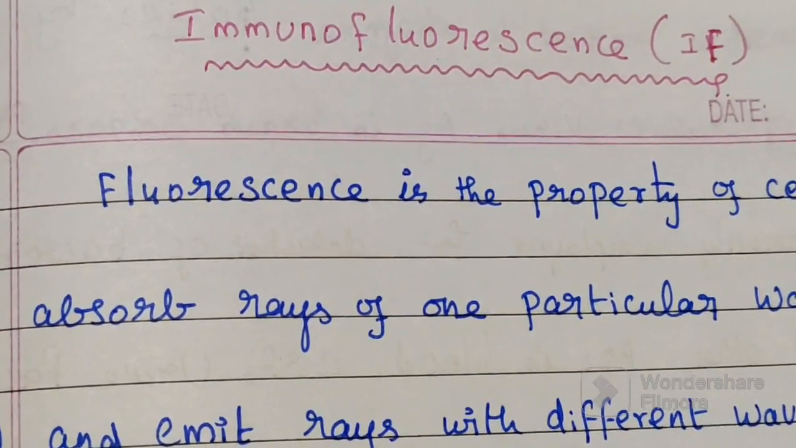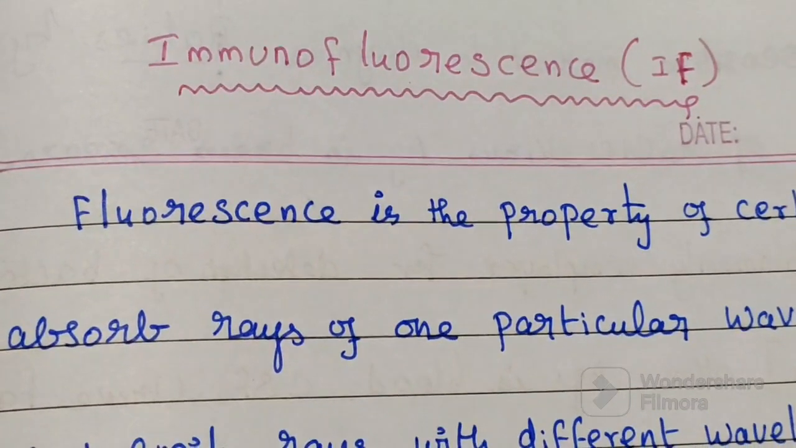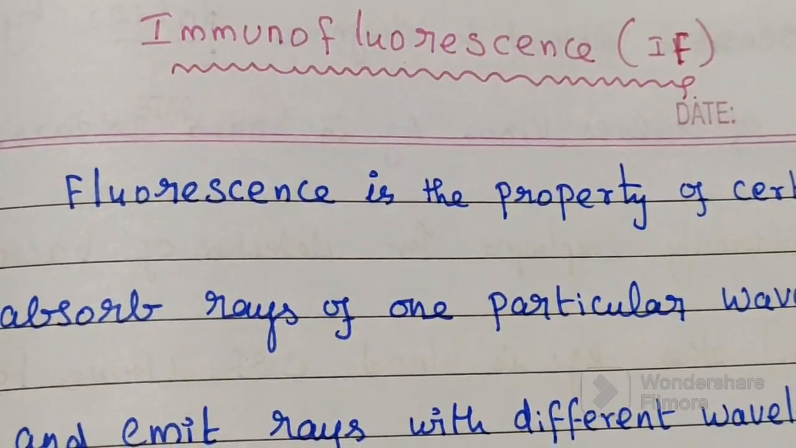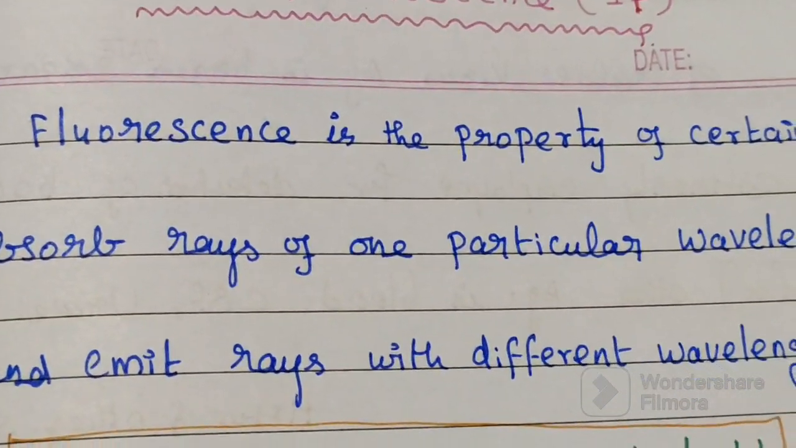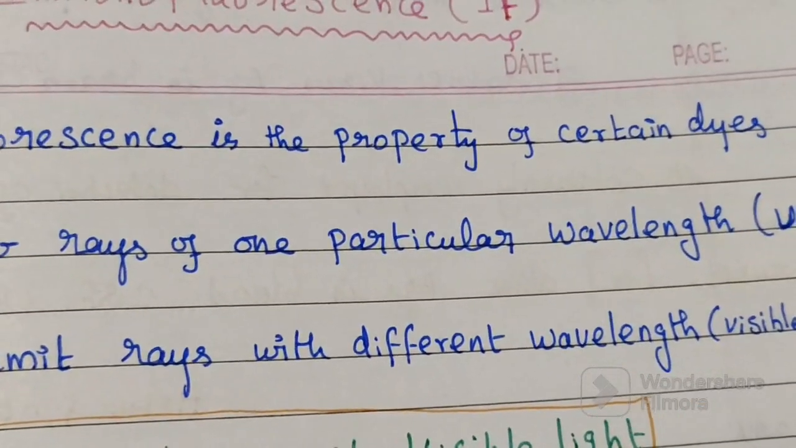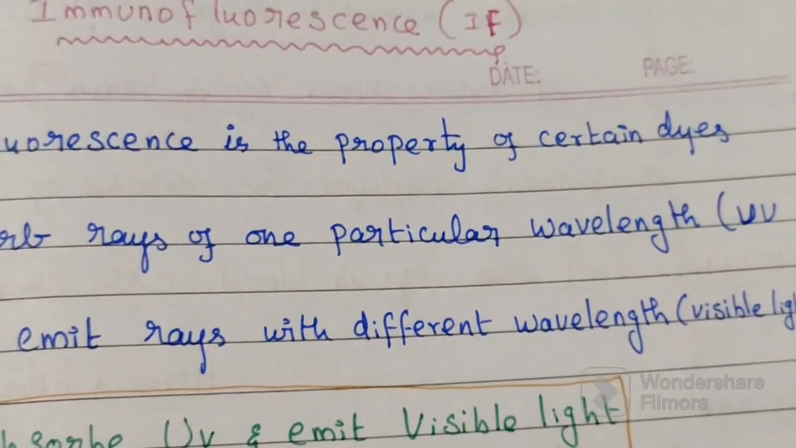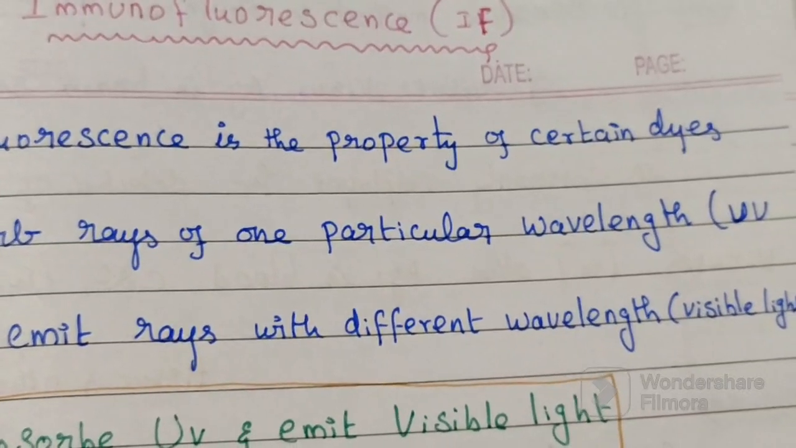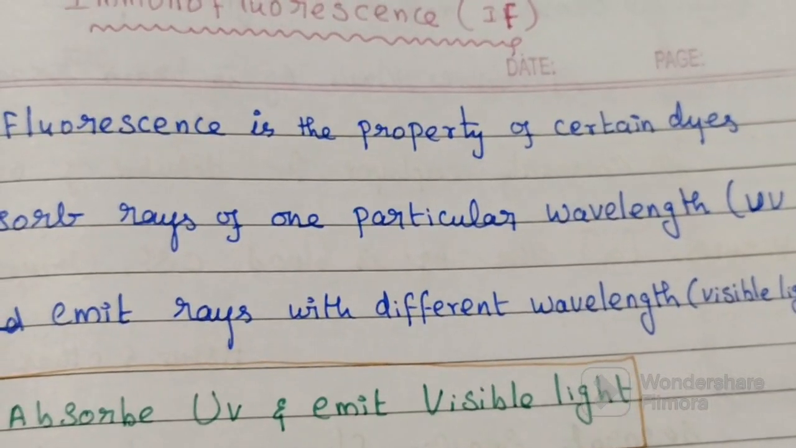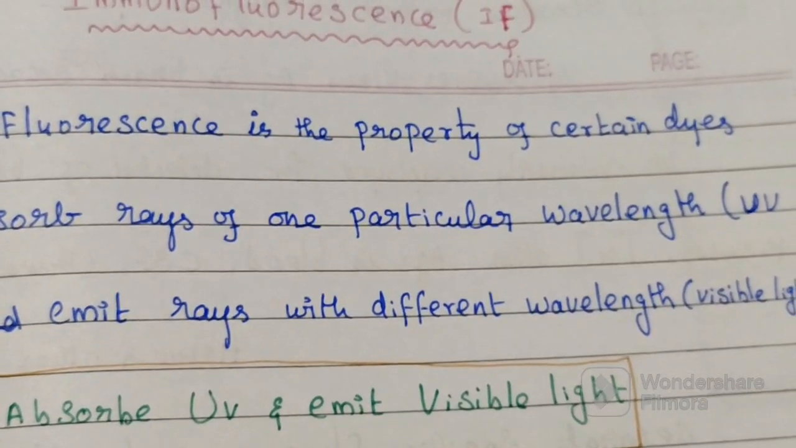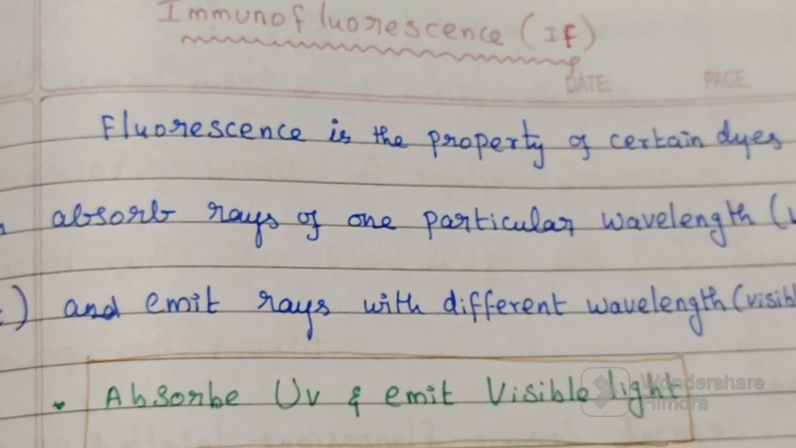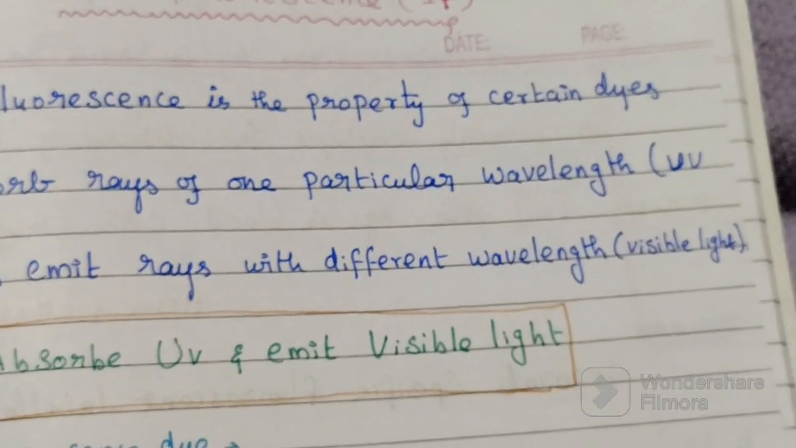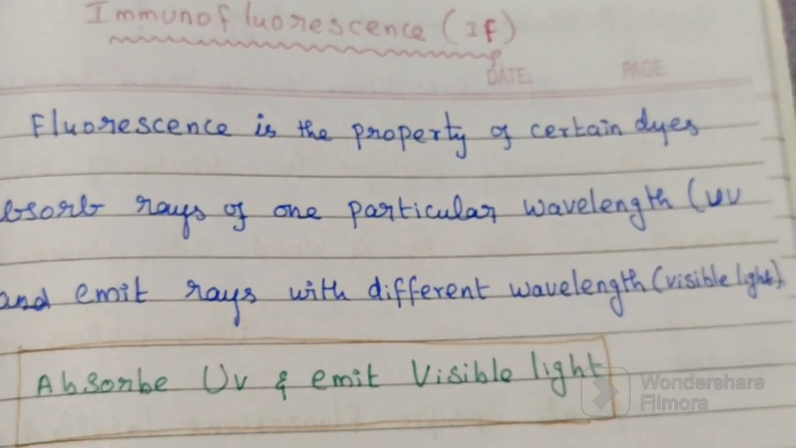In this video, we'll discuss immunofluorescence. What is fluorescent? It is a type of dye. It has a special property: it absorbs light of a certain wavelength. It absorbs UV light and emits rays of visible light. So fluorescent absorbs UV light and emits visible light.